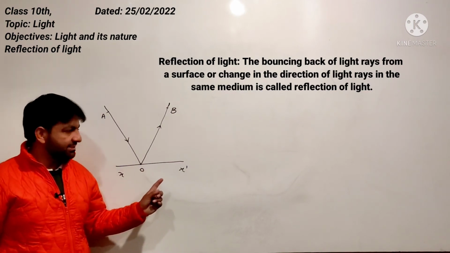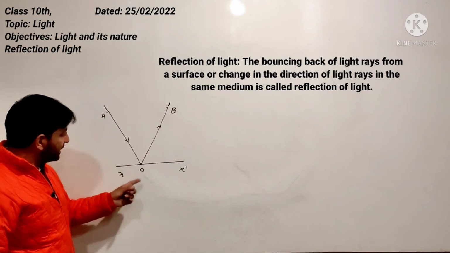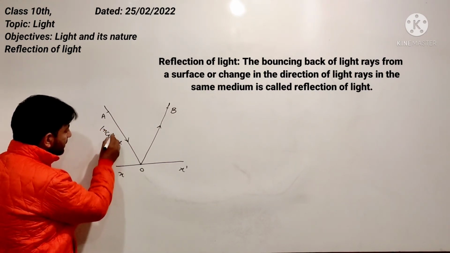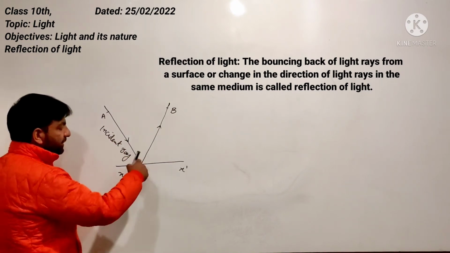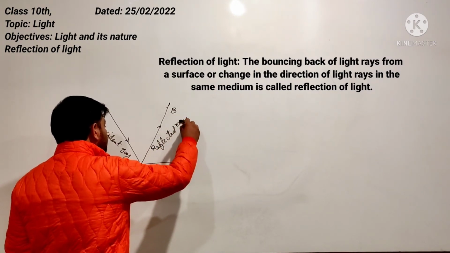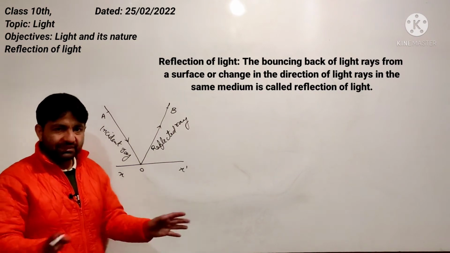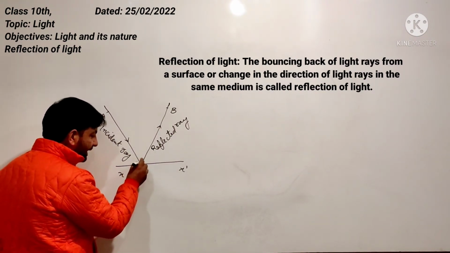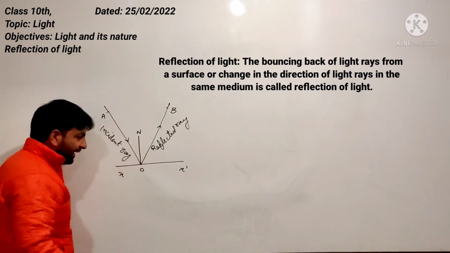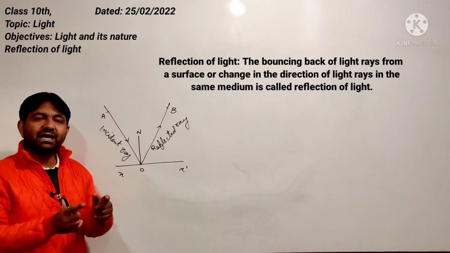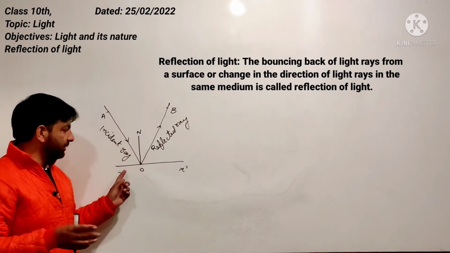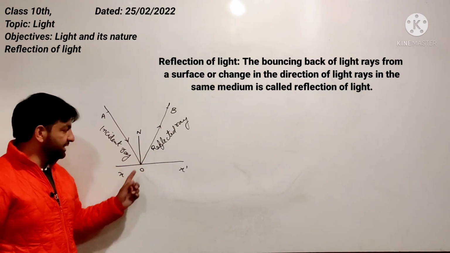O is the point of incidence and AO is the incident ray. OB is the reflected ray. Now X dash is a plane surface. I will draw a perpendicular at the point of incidence of the light ray. That perpendicular is known as the normal. The point where the light ray falls is called the point of incidence. Here I will draw a normal, or we can say perpendicular. That perpendicular is also called normal to this surface.